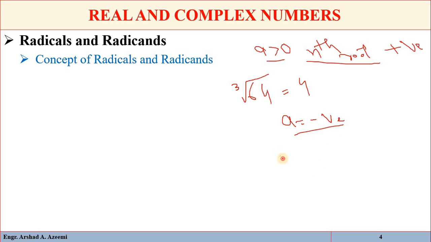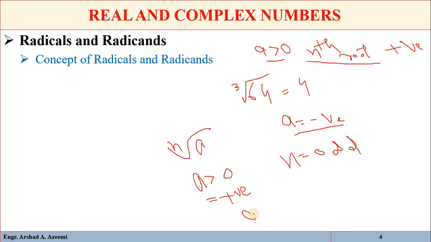Then n will be an odd number. The general form is the nth root of a. If a is greater than 0, then the nth root of a will be positive. If a is less than 0, that is, if a is negative, then n must be odd for the nth root of a to be a real number.